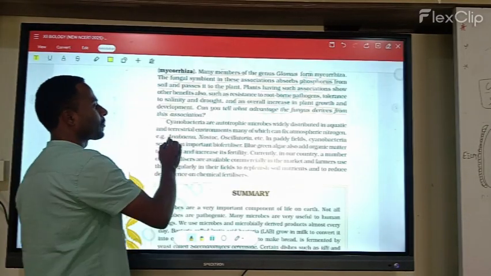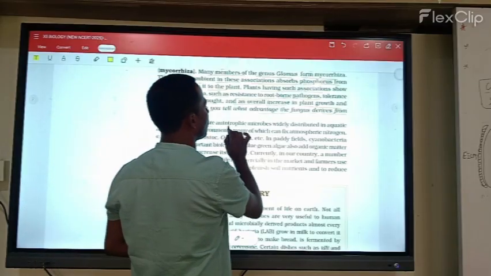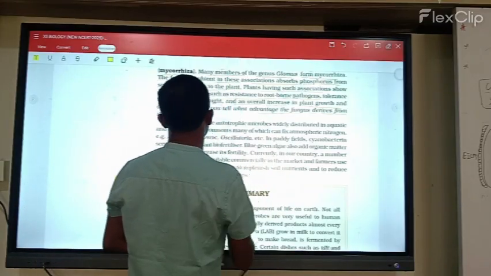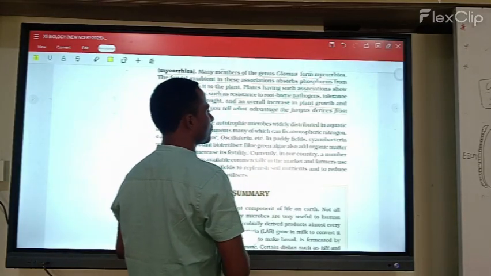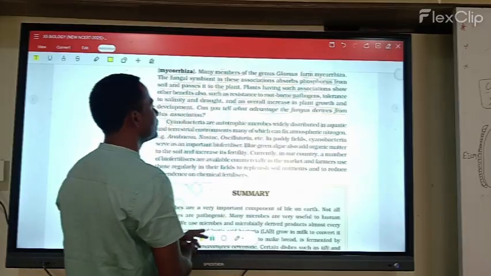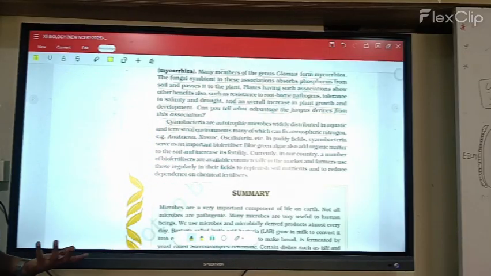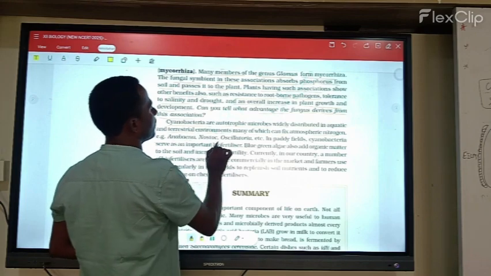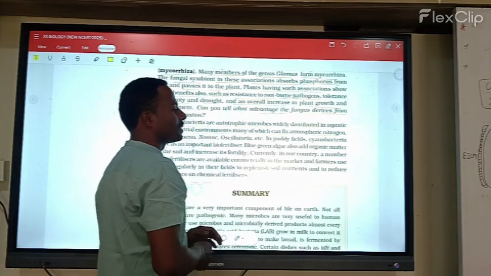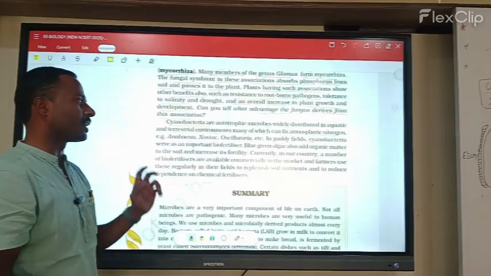Okay, next. Cyanobacteria are autotrophic microbes widely distributed in aquatic and terrestrial environments, many of which can fix atmospheric nitrogen. We observe some aquatic and terrestrial algae, cyanobacteria members, correct? They fix atmospheric nitrogen. Examples are Anabaena, Nostoc, and Oscillatoria. These are the best examples of cyanobacteria members.